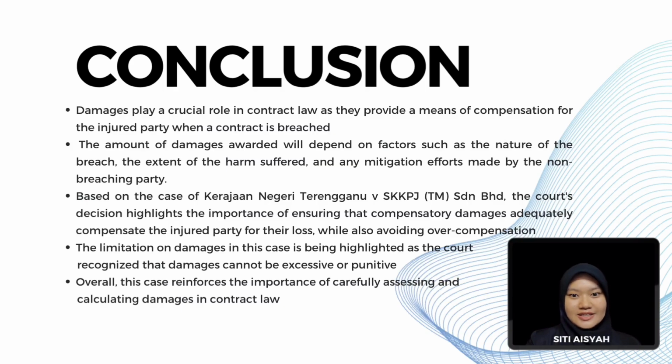So now I'm going to present our last part, which is the conclusion. In conclusion, damages play a crucial role in contract law as they provide a means of compensation for the injured party when a contract is breached. Damages are designed to put the non-breaching party in the position they would have been in had the contract been performed as agreed upon. There are various types of damages, such as compensatory, consequential, nominal, and punitive, each serving a specific purpose in addressing the harm caused by the breach. While the goal of damages is to compensate the injured party, it is important to note that they are not intended to punish the breaching party.